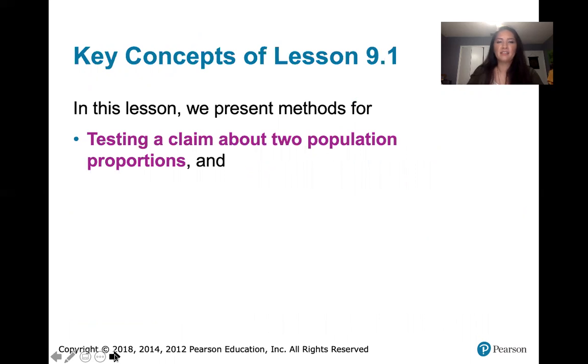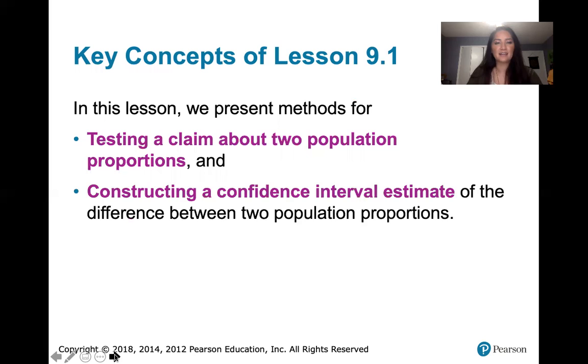So here are our key concepts for lesson 9.1. First, we're going to present methods for testing a claim about two proportions. And when we're testing that claim, we'll use either the p-value method, the critical value method, or the confidence interval method in order to test that claim. And then second, we're going to learn how to construct a confidence interval estimate for the difference between two proportions. I'll want you to be able to describe how these methods are similar to each other and different from each other, why we use the formulas that we use, and which methods will give you equivalent results because they give you the same conclusions.